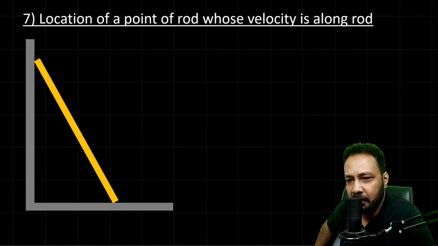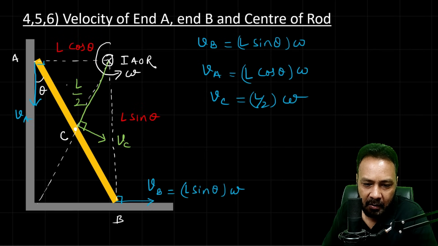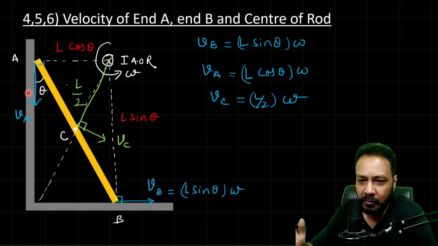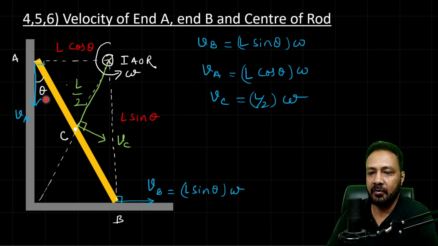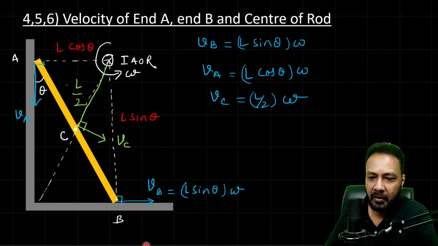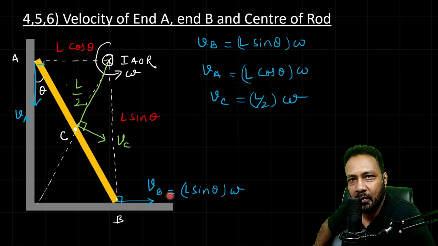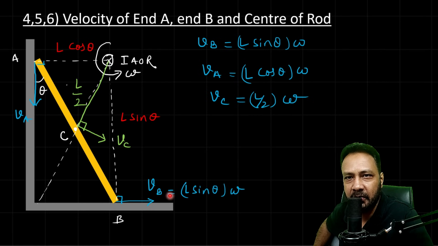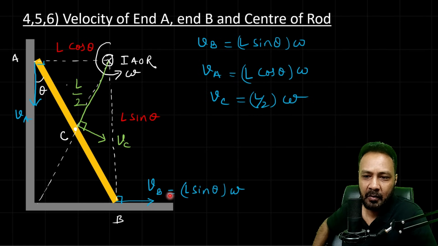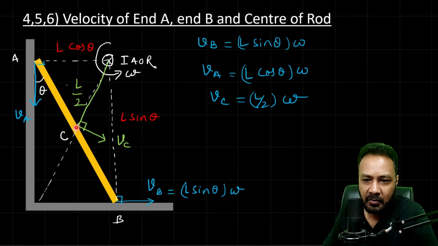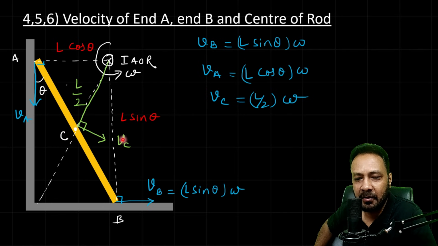And then we have to find a point of the rod whose velocity is along the rod. See here, this is the rod, and velocity of point A is on this side of the rod, and velocity of point B is on the other side of the rod. So clearly there must be one point of the rod where the velocity vector would be along the rod. And obviously it has to be between A and C, because at C itself velocity has come on the other side. So we want to locate that point.